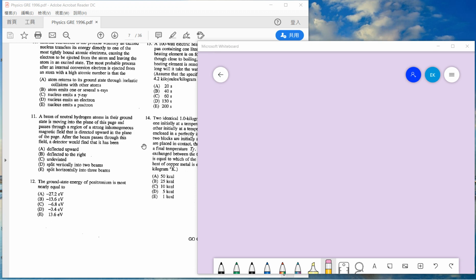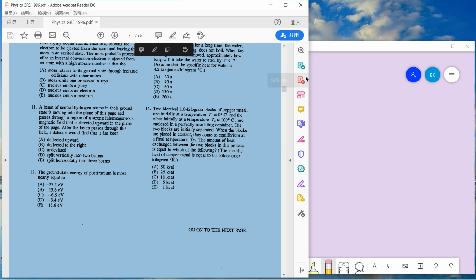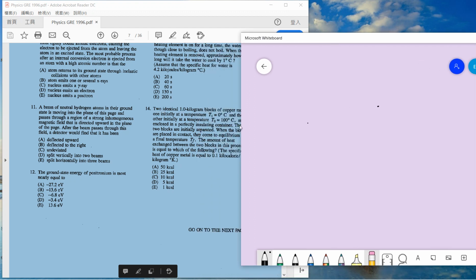Guys, keep solving our physics subject GRE. So 11: a beam of neutral atoms in their ground states is moving into the plane of this page and passes through a region of strong inhomogeneous magnetic field. I ask you about what the beam path is.